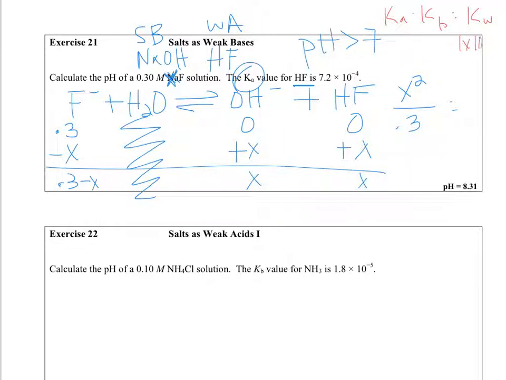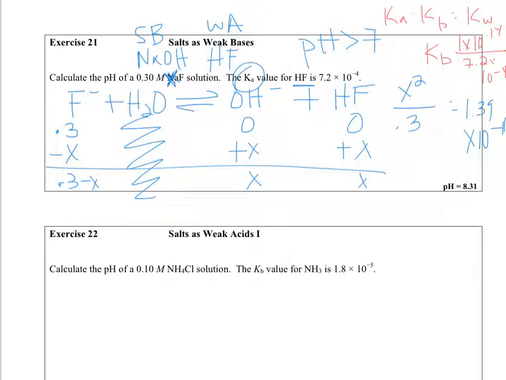1 times 10 to the negative 14th. So I can say my Kb value is equal to my Kw divided by my Ka, 7.2 times 10 to the negative 4th. So that means that Kb is equal to, I got 1.39 times 10 to the negative 11 on my calculator.